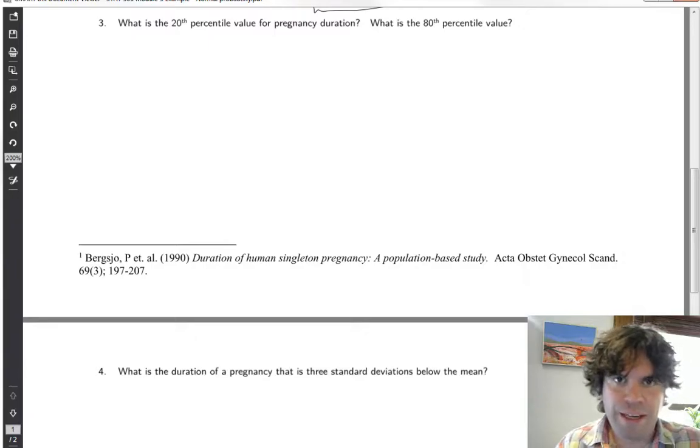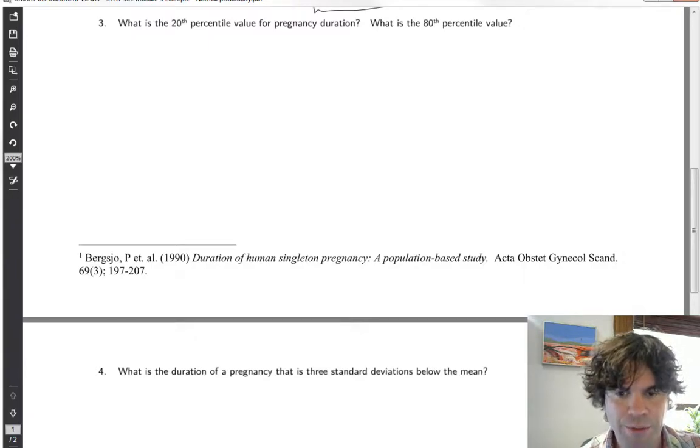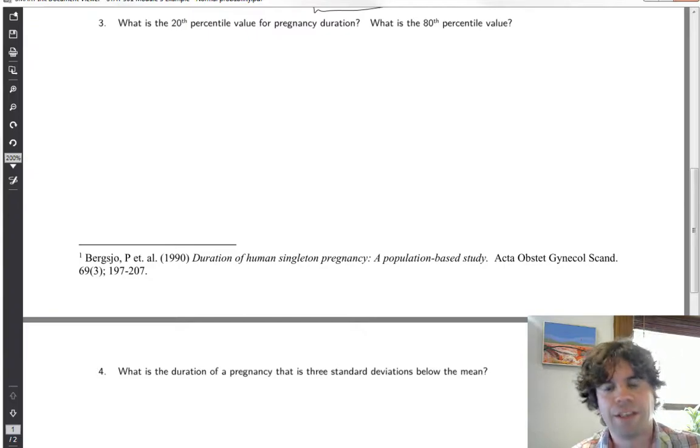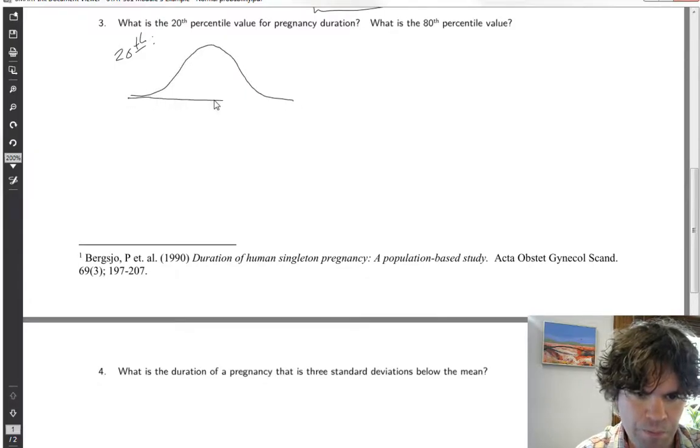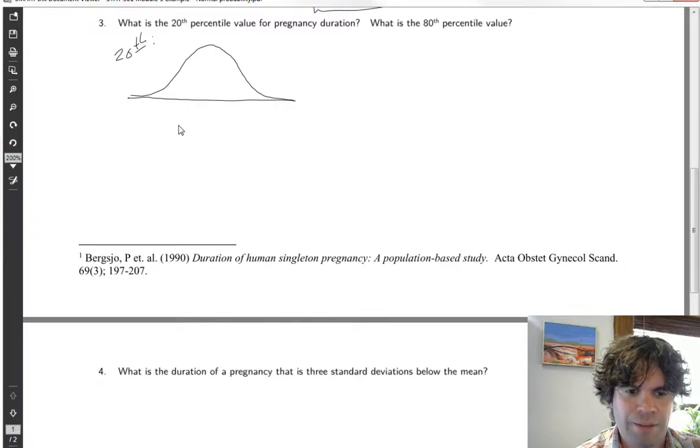What is the 20th percentile value for pregnancy duration? What is the 80th percentile value? So percentiles refer to values of a variable such that the given percentage falls below. So I'll draw the pictures first. For the 20th percentile, we're going to want a value such that there's 20% to the left, or 0.2 will be the area under this curve to the left of the value we draw. So that looks like it's somewhere around there, maybe.